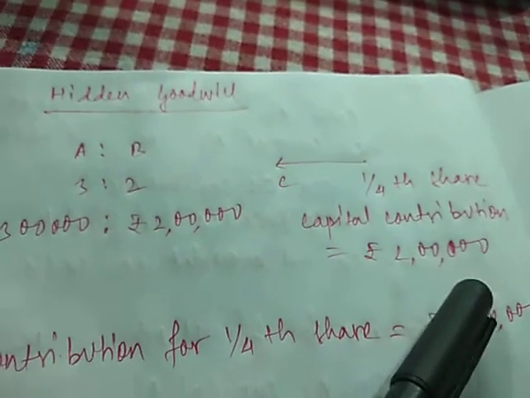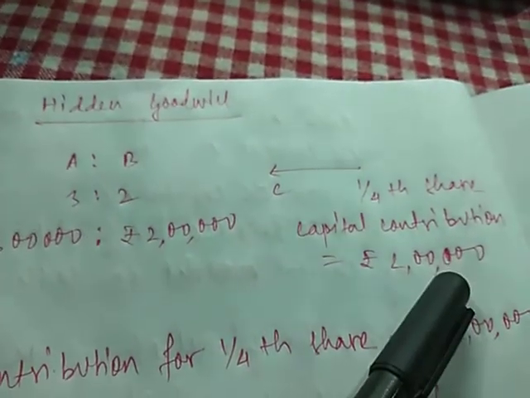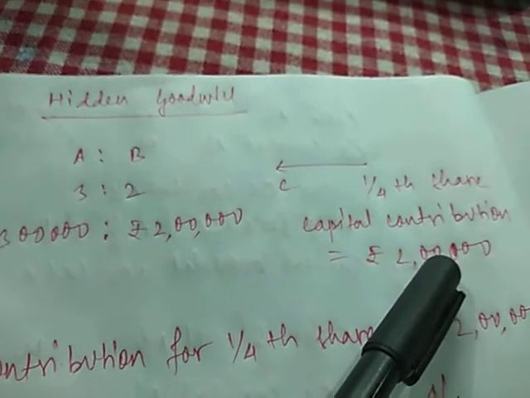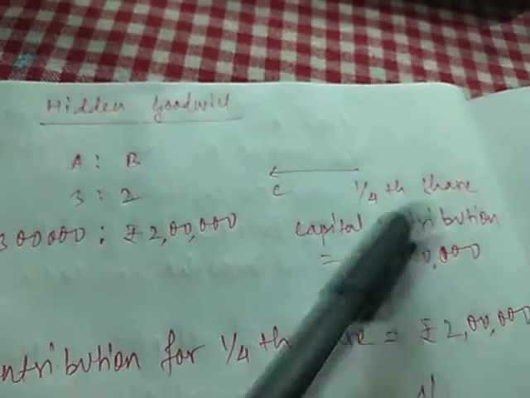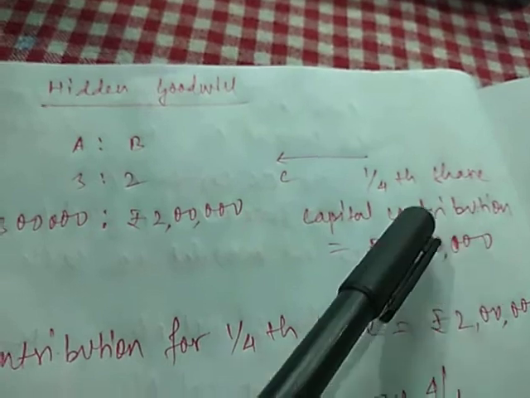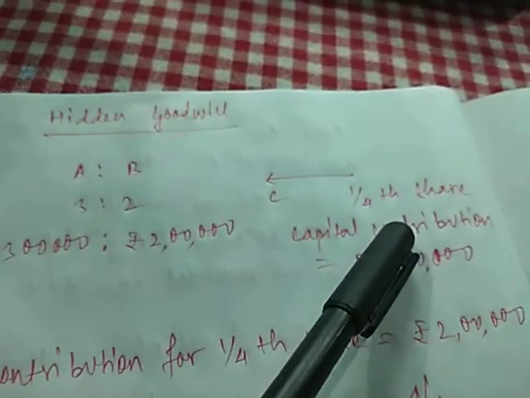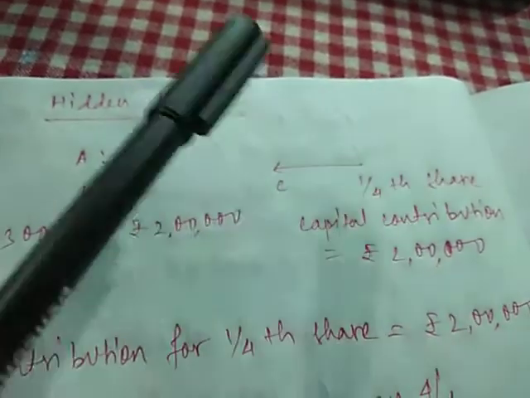Suppose in the question it is mentioned that C has contributed rupees 2 lakh for capital as well as the necessary amount for his share of goodwill. Now what is his share of goodwill, what is the premium for goodwill he pays, or what is the goodwill of the firm, nothing is given. In that case, how to find out goodwill? This is the question of hidden goodwill.